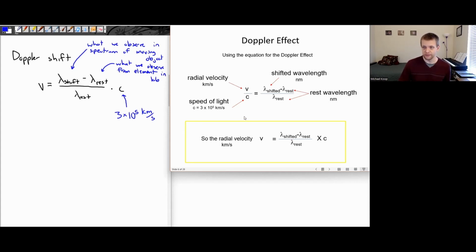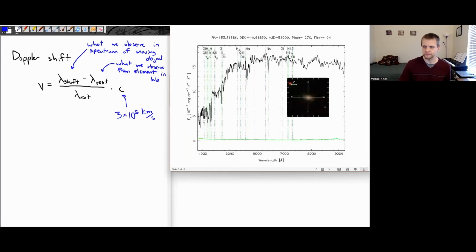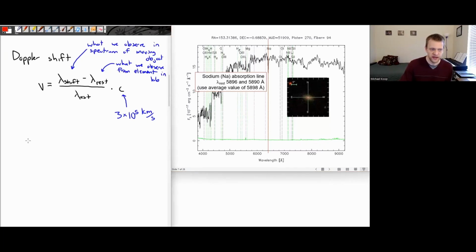Let's look at some examples of this. So here we have an elliptical galaxy. We have this absorption spectrum, and we can observe some of these spectral lines. So let's say we're looking specifically at this sodium absorption line, where that particular line occurs at 5,898 angstroms. So in a lab, let's do this as an example. In the lab, that rest wavelength for the sodium absorption is 5,898 angstroms.